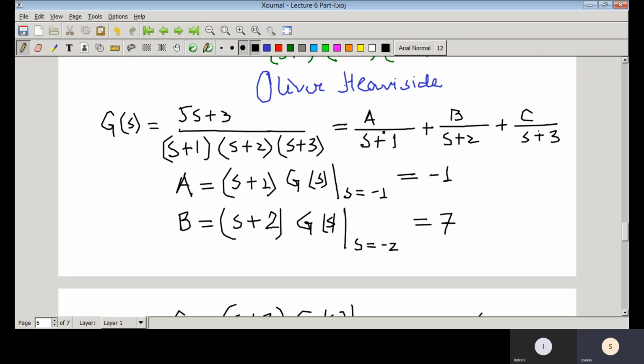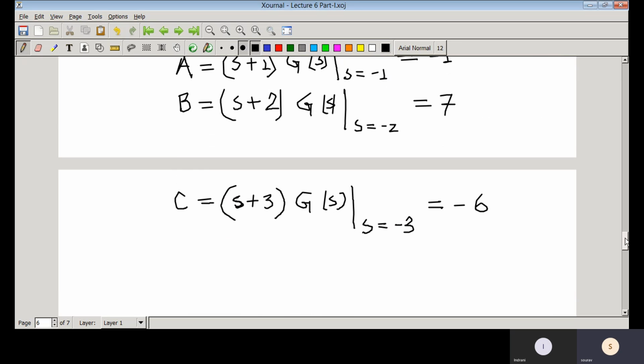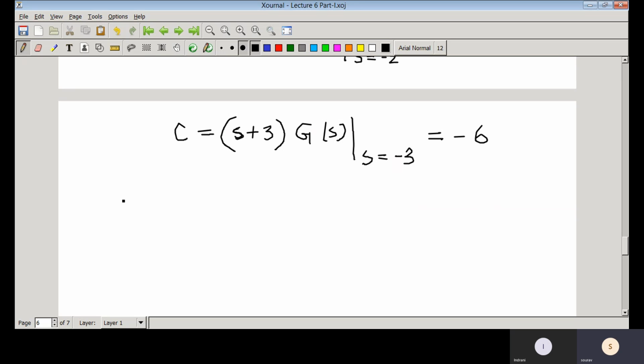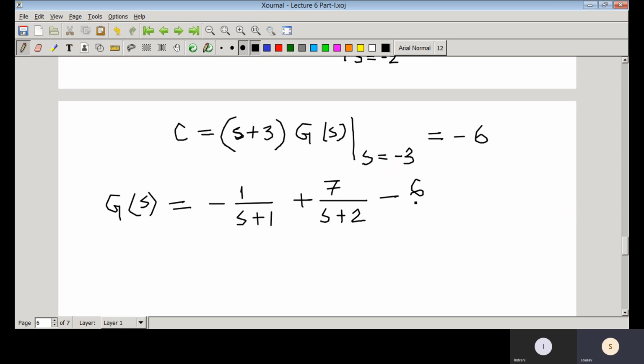So then, if you write this particular expression in terms of a, b and c, in place of them you have minus 1, 7 and minus 6. So this G(s) is equal to minus 1 by s plus 1, plus 7 by s plus 2, minus 6 by s plus 3.